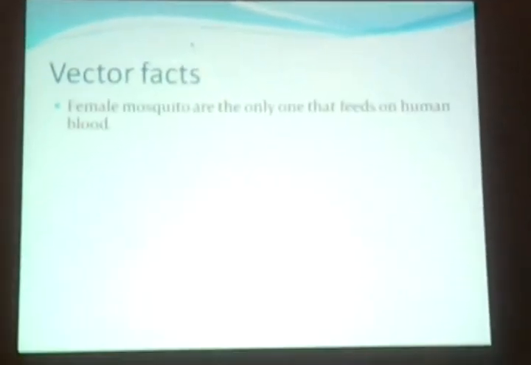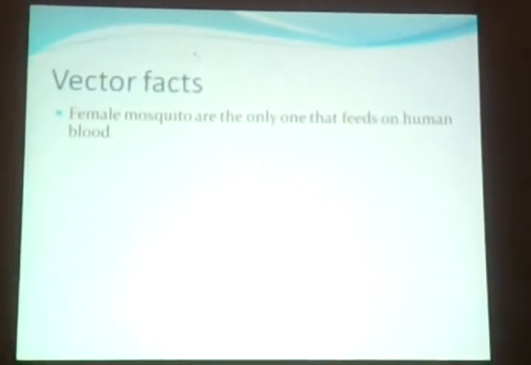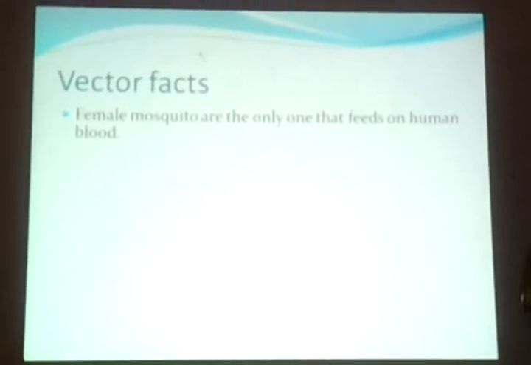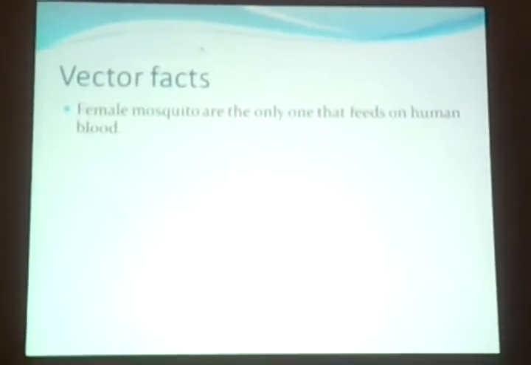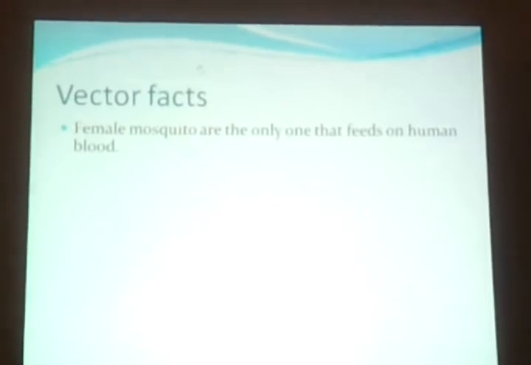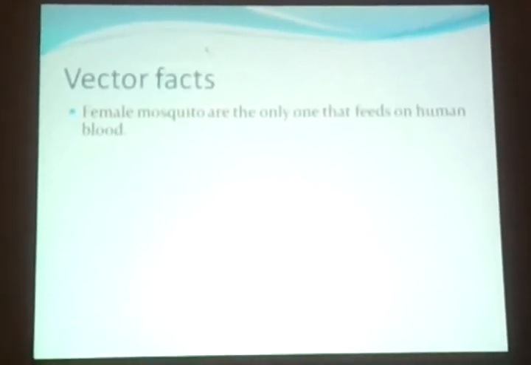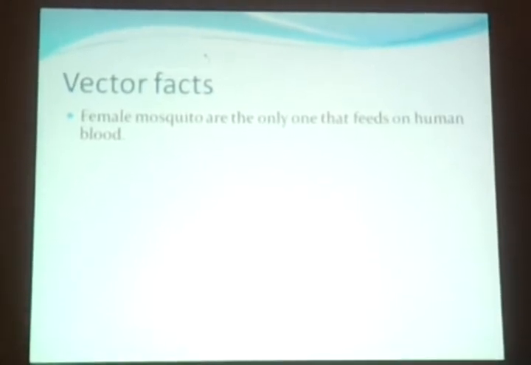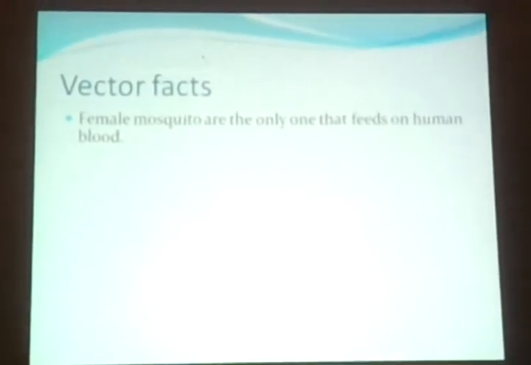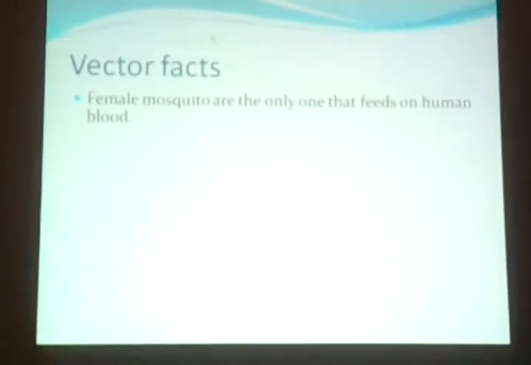Vector facts: female mosquitoes are the only ones that feed on human blood. No male mosquito feeds on human blood. Their main purpose is only to mate, that's their main purpose. The male only mates with the female, and they do not feed on human blood. So the female mosquito is the only one that feeds on human blood.